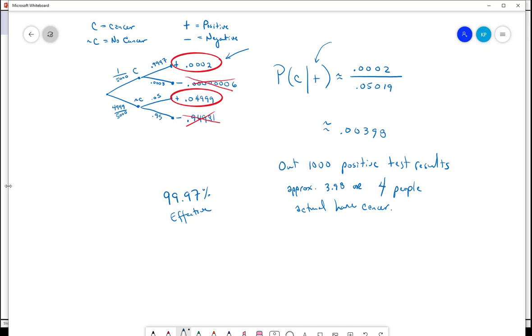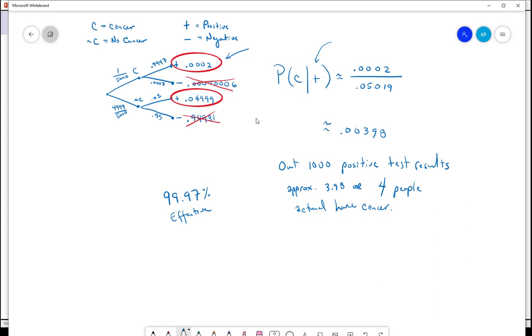And so this is one of those real defining cases. This is an example of one of those cases where if you don't understand conditional probabilities, then your intuition of what 99.97% effective means is not as accurate as you think it is. And so what we see is 0.4% of those who actually test positive actually have this cancer based on these results.